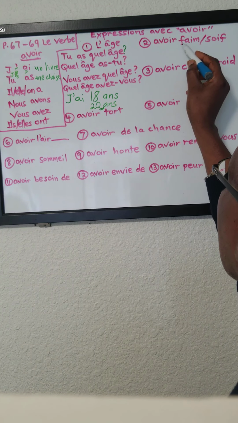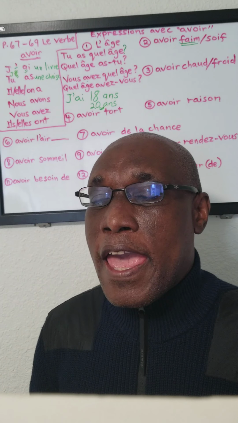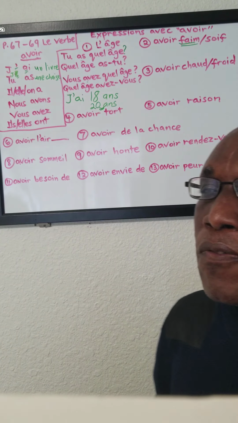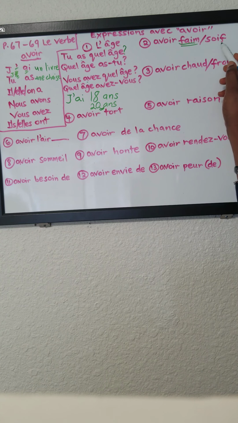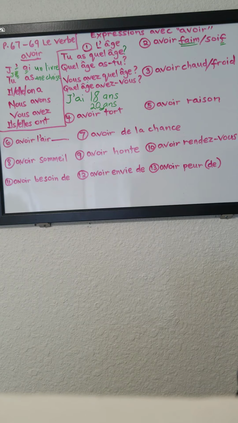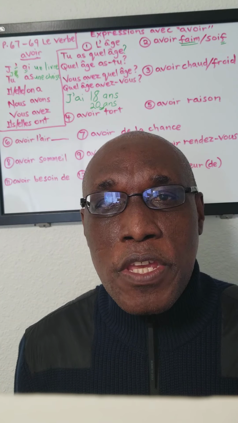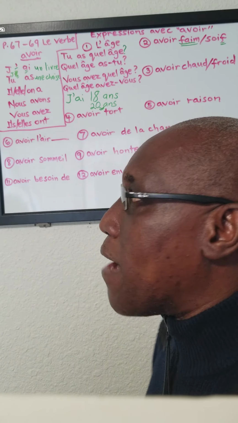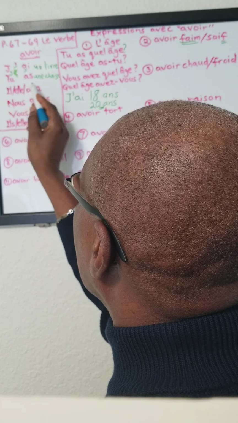Okay. Avoir faim. Nasalize the A, so it's a nasal vowel. Avoir faim. Avoir soif. Soif, pronounce the F. Avoir faim, to be hungry, to be starving. Avoir soif, to be thirsty.